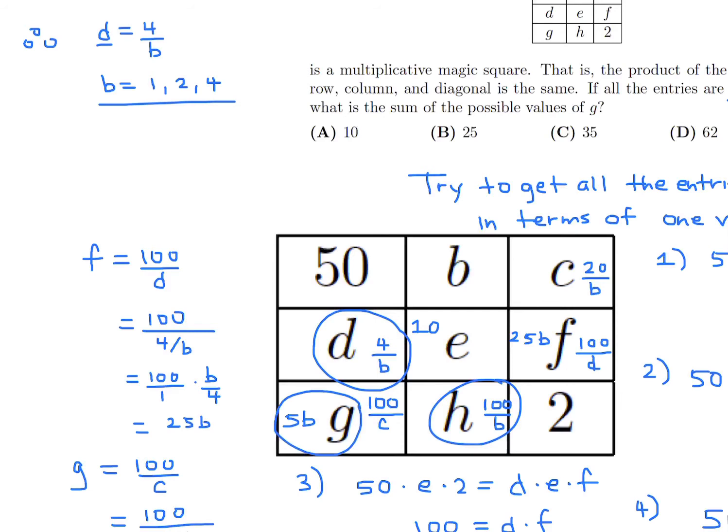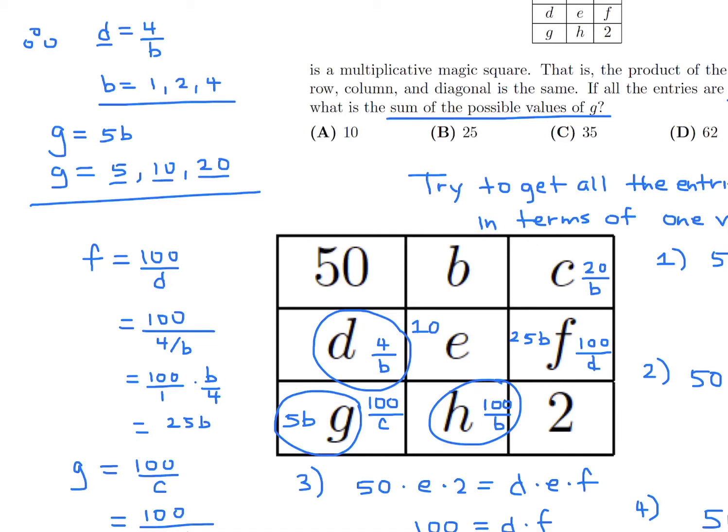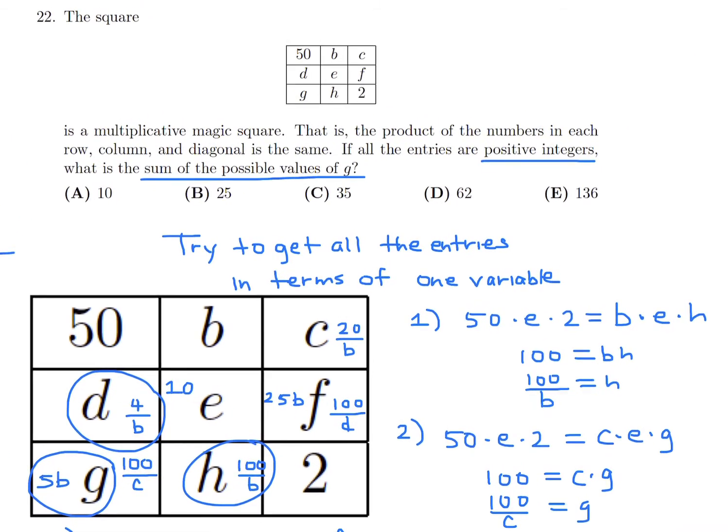And then look at g. G is what we're interested in, and G is equal to 5b. So the corresponding values for G, if b is 1, 2, or 4, would be 5, 5 times 2, 10, and 5 times 4, which is 20. So these are the only possible values for G. So the sum of all the possible values is 5 plus 10 plus 20, which is 35. And therefore, after all that, we get 35 for number 22, and therefore the answer is C.